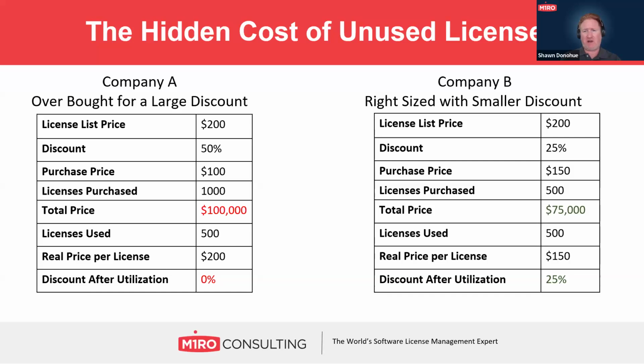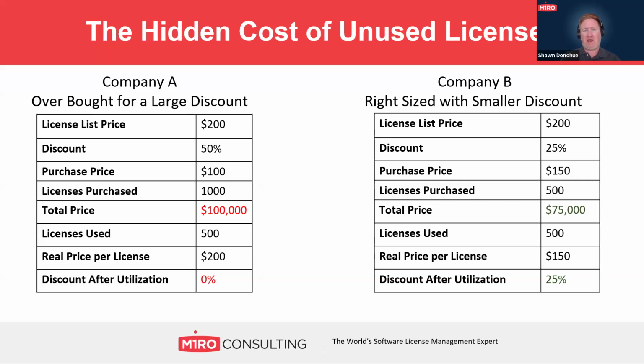And Company B, on the other hand, wasn't tempted. They looked at the usage they were going to do, and they thought, well, 500 to 1,000 licenses, let's just stick with the 500 for now, and we'll get more if we need them. Obviously, we'll pay a little bit more money per license, but that's a safer bet. So at the end of the day, the total price at first is very different, $75,000 versus $100,000.